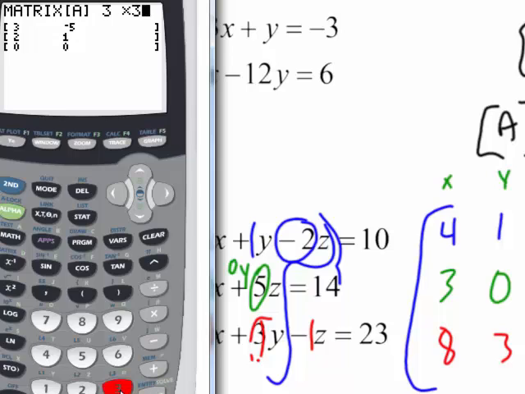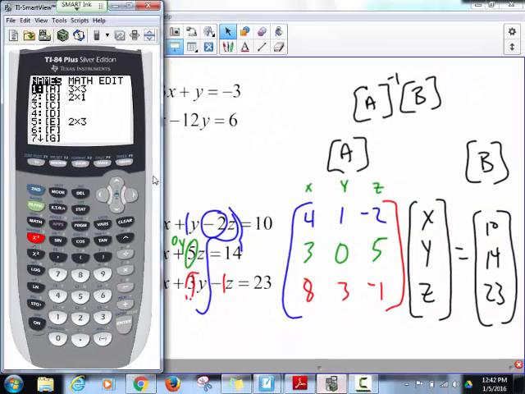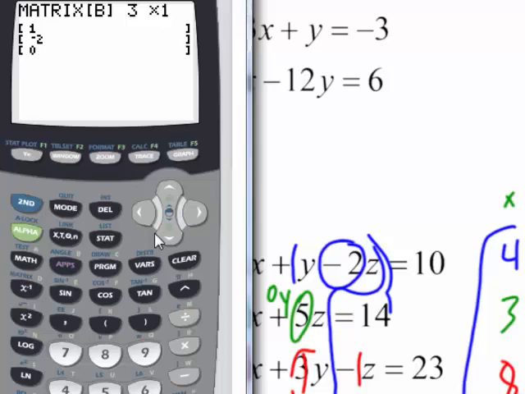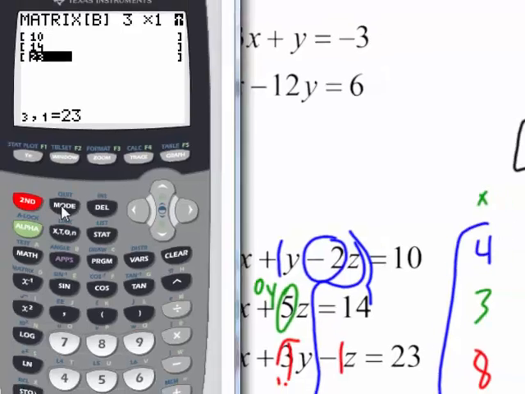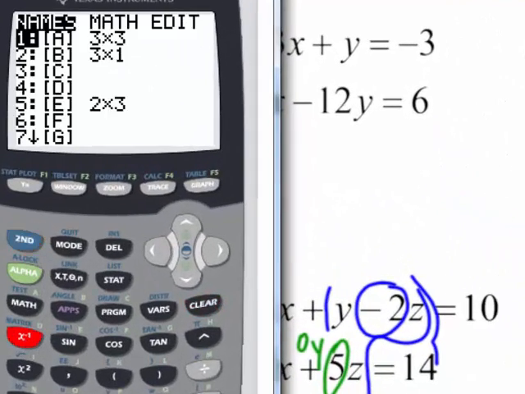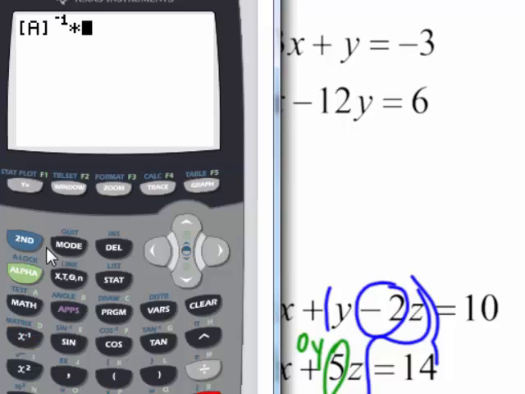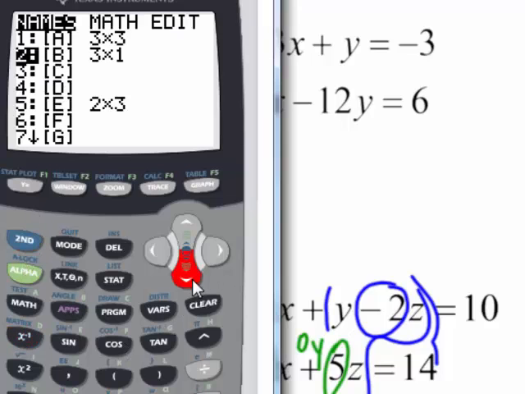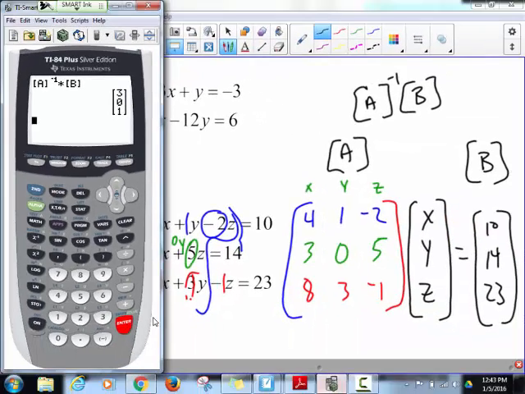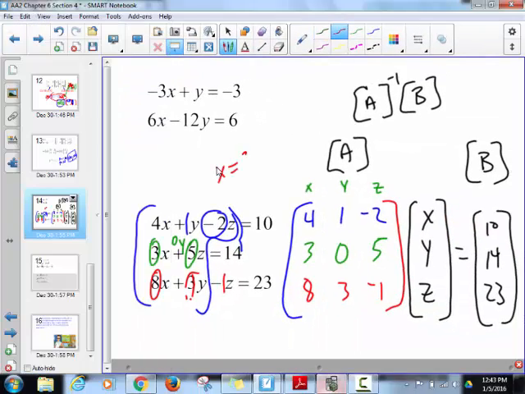So now we got a 3 by 3. So that one's good. And now our answers are going to be a 3 by 1. We go to our home screen, and then we take our inverse of A and multiply it by B. 3, 0, and 1. So there we go. So x equals 3, y equals 0, and z equals 1. And if I wanted to write it as an ordered pair, that would be 3 things. So I had 3, 0, 1.